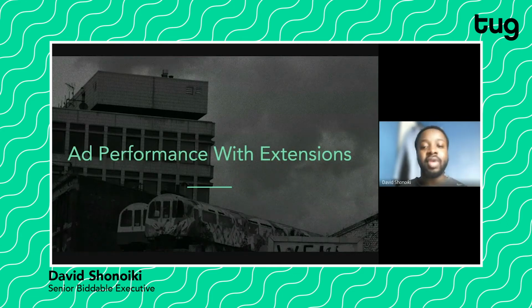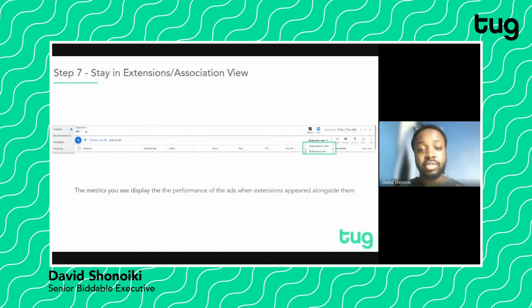Ad performance with extensions. Here we're going to talk about how you can see the performance of the ads when the extensions appeared alongside them. To do that, you don't need to take any other steps. Once you've already selected extensions view or the associations view, the metrics and the stats that you see will already be describing the performance of the ads when the extensions appeared alongside them. So for this step, it's essentially do nothing and you've already got what you need.